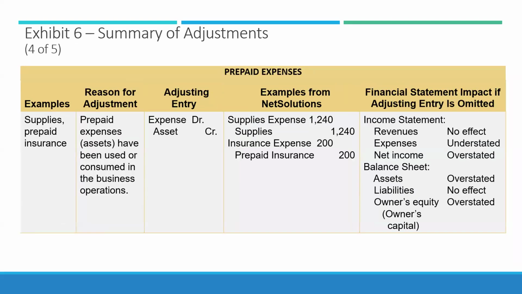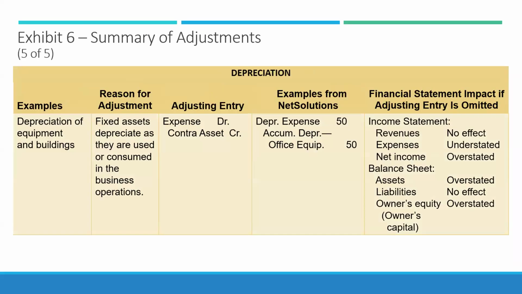Then prepaid expenses such as supplies, prepaid insurance, prepaid rent. The prepaid expenses have been used or consumed in the business. What we do is debit our expense and credit our asset, the prepaid or the supplies. Does that make sense, guys? Or with depreciation, we need to show we've used up a portion of this asset. We debit the expense, depreciation expense, and we credit what we call the contra account, accumulated depreciation on the equipment or the building. Does that make sense, guys?